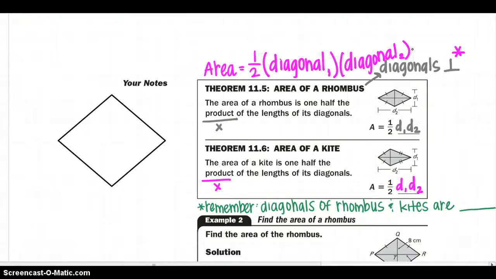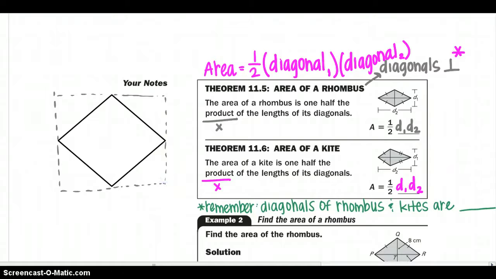I ran out of room there. Alright, if you wanted to review where that came from, if you draw a rectangle around your rhombus, and this will also work for your kite, and then you draw the diagonals, well, you can first tell that's a rectangle.